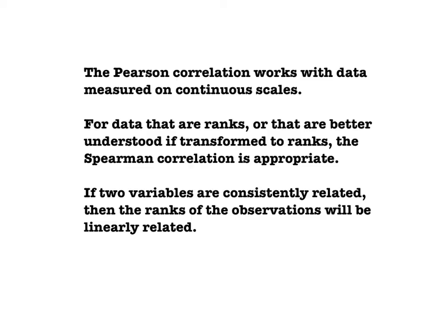Other times it might be appropriate to transform measures on a continuous scale into rank orders, and there again the Spearman correlation can be applied appropriately. If two variables are consistently related, that is, if the slope of the regression line doesn't change radically from a positive slope to a negative slope, then the rank orders of these nonlinear relationships will be linearly related. So that's why it's sometimes good to transform observations on a continuous scale of measure to rank orders.